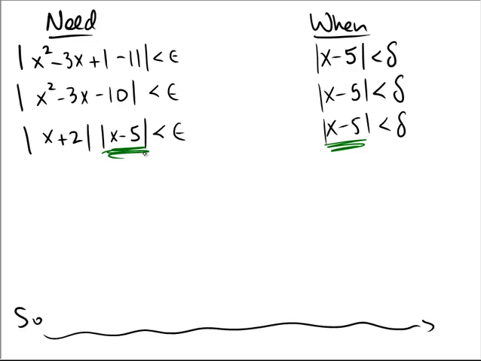So I kind of wish I could just divide by x plus 2 and get a nice thing that I can let my delta be equal to. But we do have a bit of a problem here. It turns out this x plus 2 object varies. Right, it's got a variable in it, so it depends on x. But even though it depends on x, can it really get that big? How big can x plus 2 actually become?